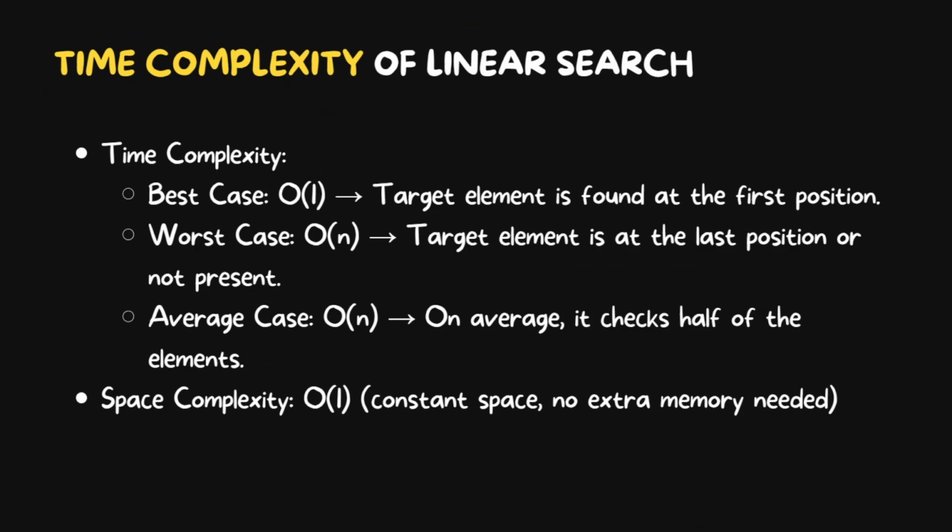Now let's talk about the time complexity of linear search, which tells us how the algorithm performs as the input size grows. The best case is order of 1 if the target element is at the first position. We find it in one step. The worst case is order of n if the element is at the last position or not in the list at all. We have to search the entire array. The average case is order of n. On average, linear search will check half of the elements before finding the target.